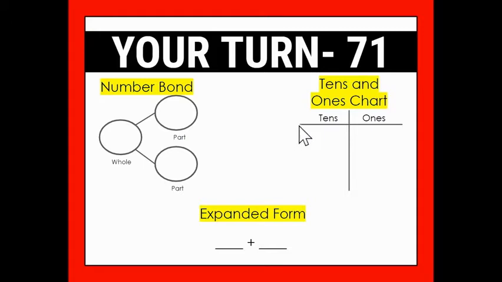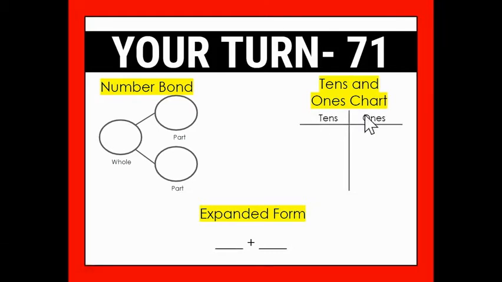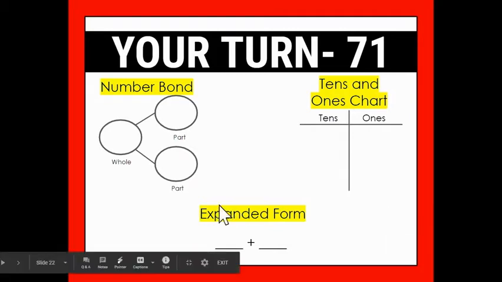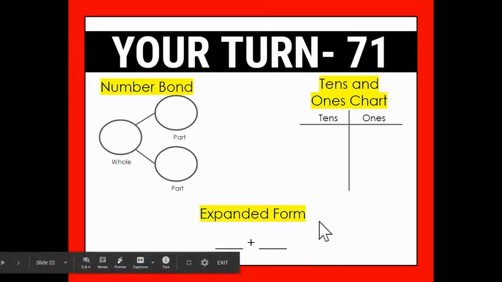Next, you're going to draw it in your tens and ones chart. So draw a T chart. And a lot of times I just put a T for tens and an O for ones. So draw out how many tens in 71 and draw out how many ones are in 71. And then finally, you're going to come down here to expanded form. You're going to take 71 and expand it by the 2 different place values, the tens and the ones, and make it into an addition problem.